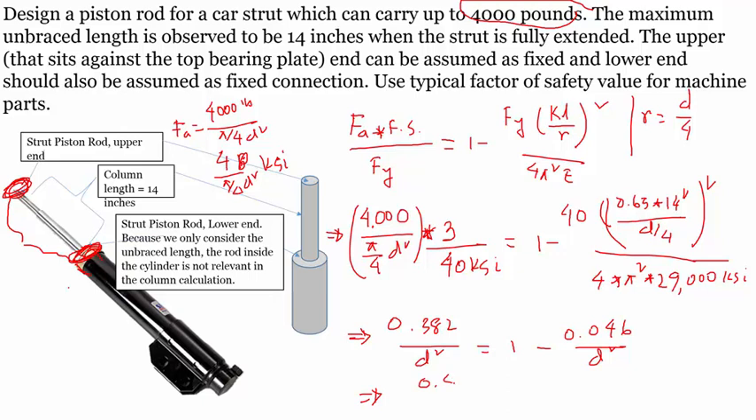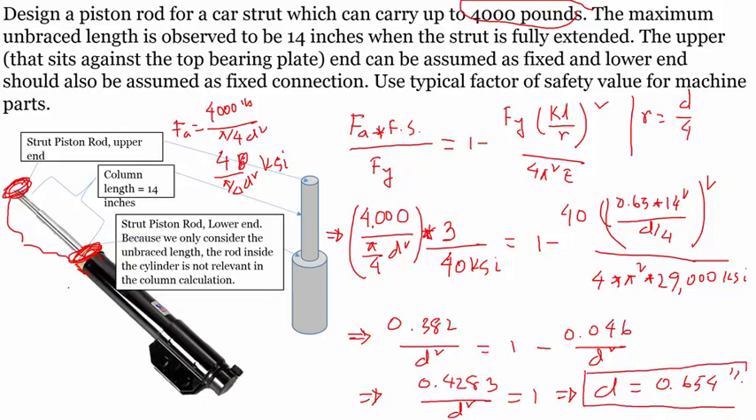So I found 0.4283 by d squared is equal to 1. So for d, I have found 0.654 inches. That's the diameter of this piece. Now we have assumed that this is an intermediate column, intermediate or short column, the same thing.